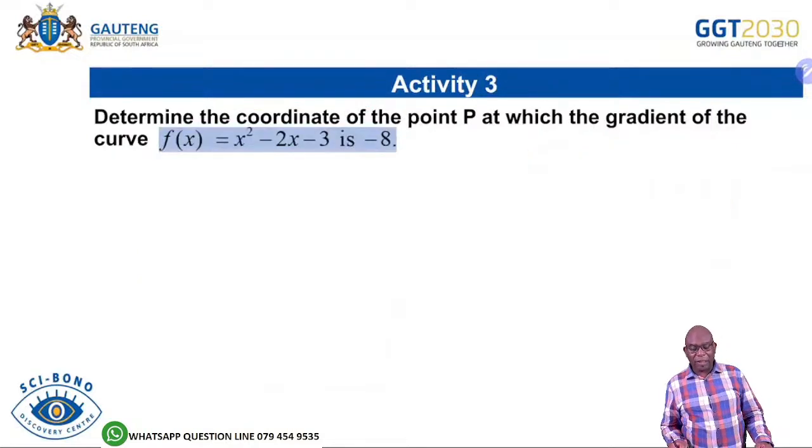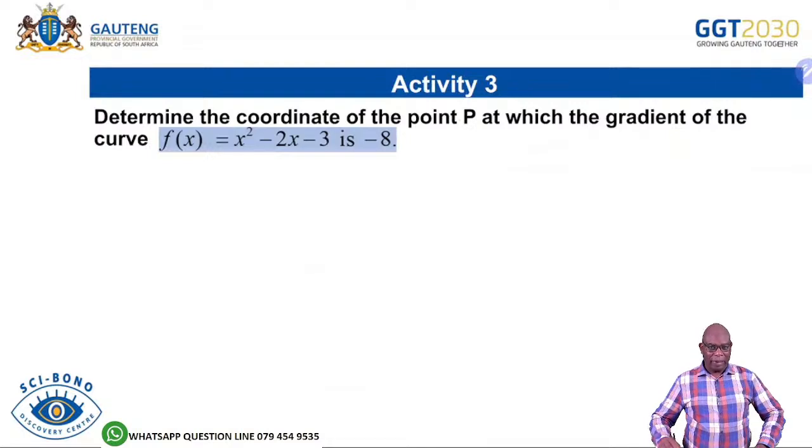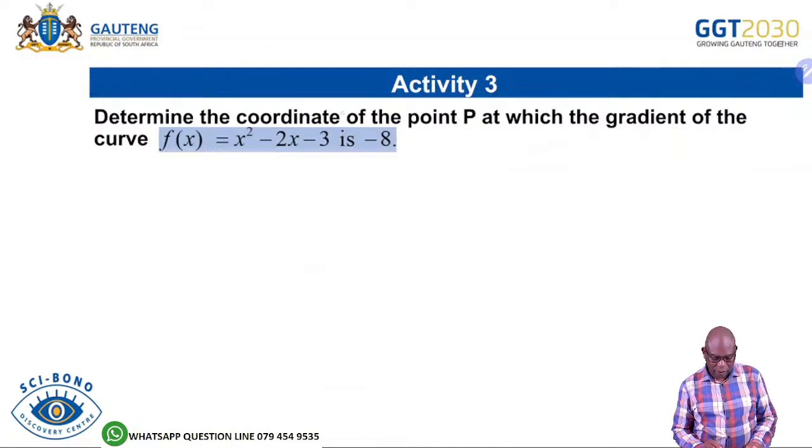Now, look at this activity 3. Remember, these questions are not going to come in the same way as finding the equation. Examiners will trick you in this one, in some of the questions. But now you just need to read the question and understand. The first thing there, determine the coordinates of the point. That should be coordinates of the point P.